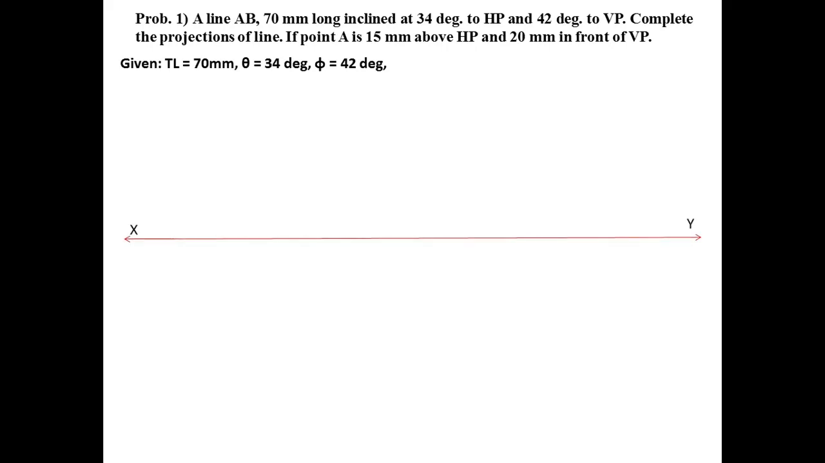First of all draw XY line, then represent the starting point in front view as well as top view. So in front view it is A dash which is 15 mm above HP. In top view it is A which is 20 mm below XY line, that is 20 mm in front of VP. Now after locating the starting points A dash and A, draw horizontal locus through these points. So it is a locus of A dash in front view, it is a locus of A in top view.